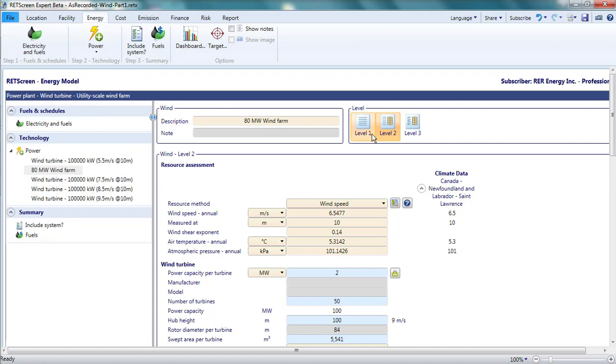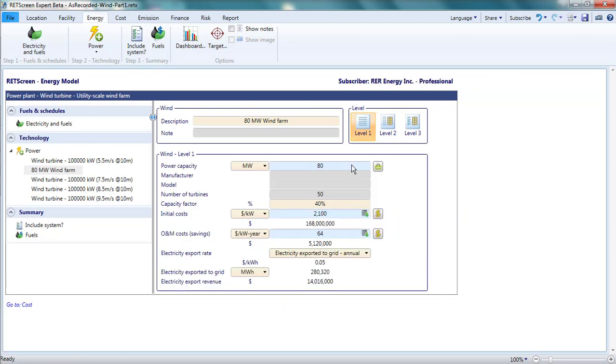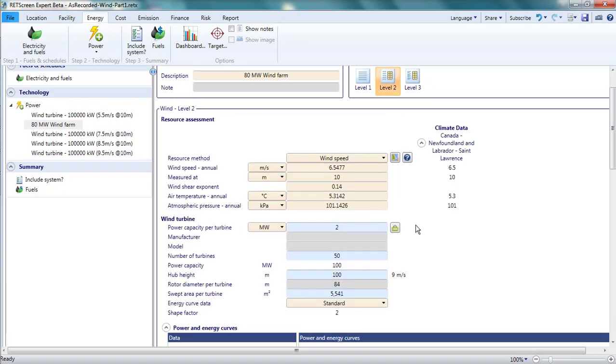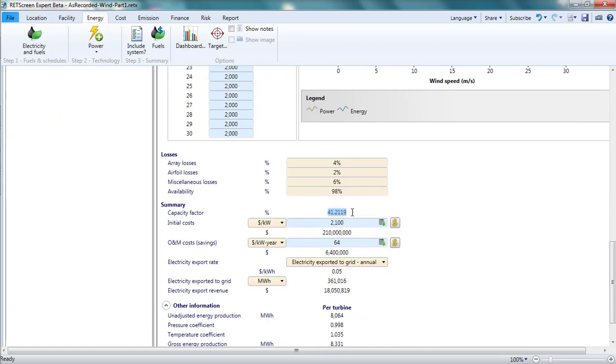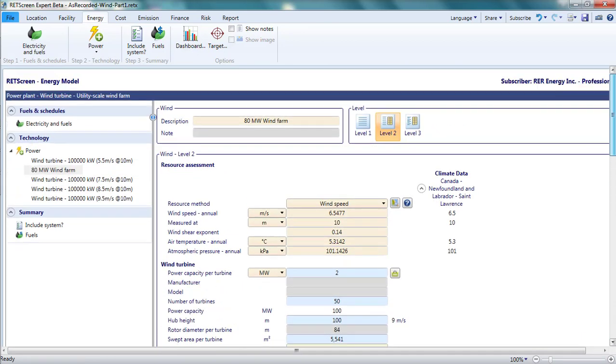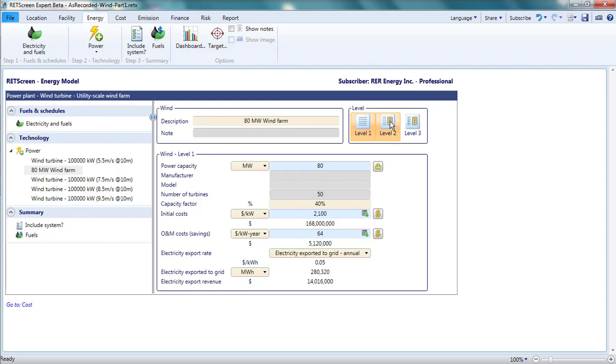For example, I changed the capacity factor to 40% for the level 1 analysis, but when I switch to level 2, it remains at 41.2%, the value calculated by the virtual energy analyzer. I can switch back and forth between level 1 and level 2, and changes I make in one level will not affect the corresponding cells in the other level.